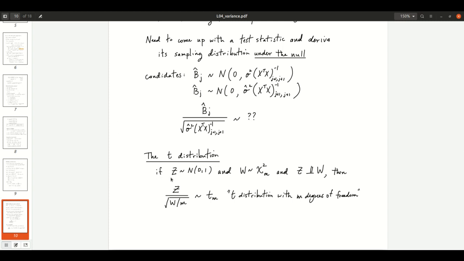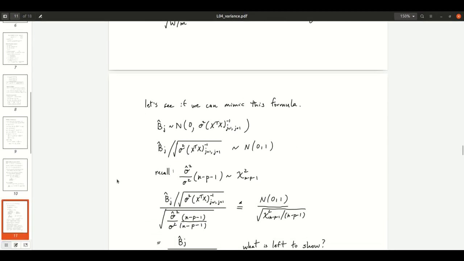If we have Z, a normal 0, 1 random variable, and then we have a separate random variable W, which is distributed as chi-squared m, so m is going to be the degrees of freedom, and additionally, Z is independent of W, then the following quantity has a t-distribution with m degrees of freedom. And the quantity is Z divided by the square root of the quantity W divided by its degrees of freedom.